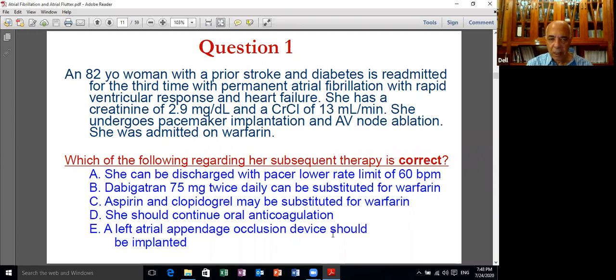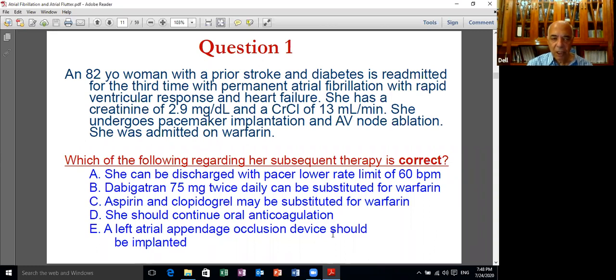Should she be discharged with the pacer at a lower rate of 60 beats per minute, or take dabigatran 70 milligrams twice daily, which can be substituted for warfarin, or take aspirin and clopidogrel instead of warfarin, or she should continue oral anticoagulation, or the left atrial appendage occlusion device should be implanted? The correct answer is D. She should continue on warfarin. Why not the others?